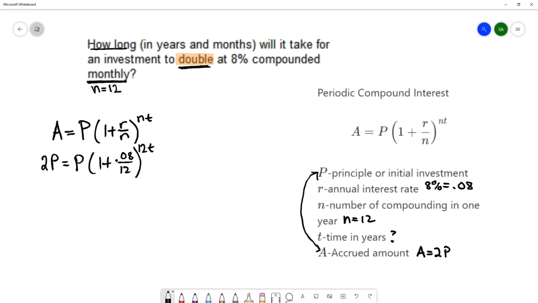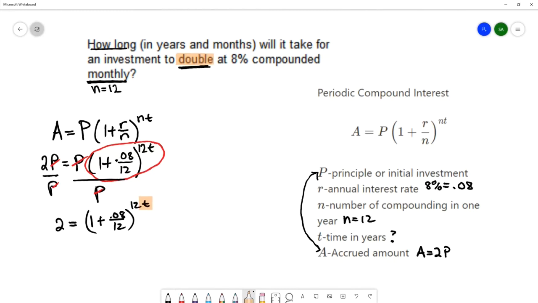As we begin to solve this, we want to isolate the exponential, and the exponential is this portion right here. To isolate it, we divide both sides by P, and those P's cancel out on each side of the equation. That leaves me with 2 equals (1 plus 0.08 over 12) raised to the 12t. So now you can see that the only variable I have is t.